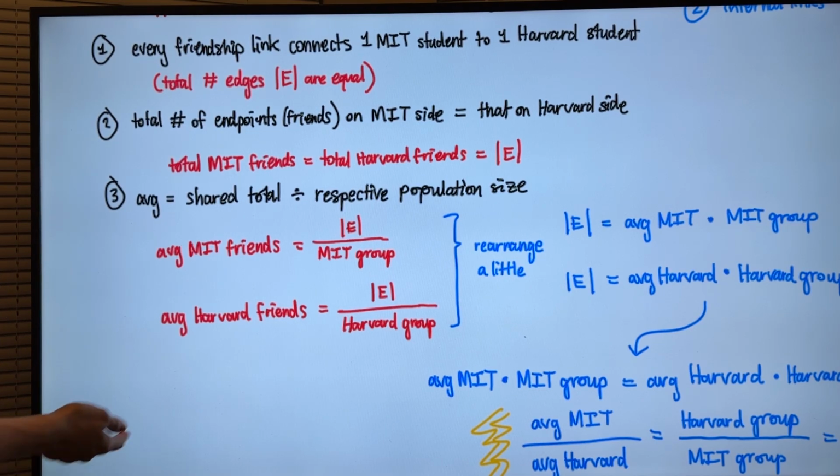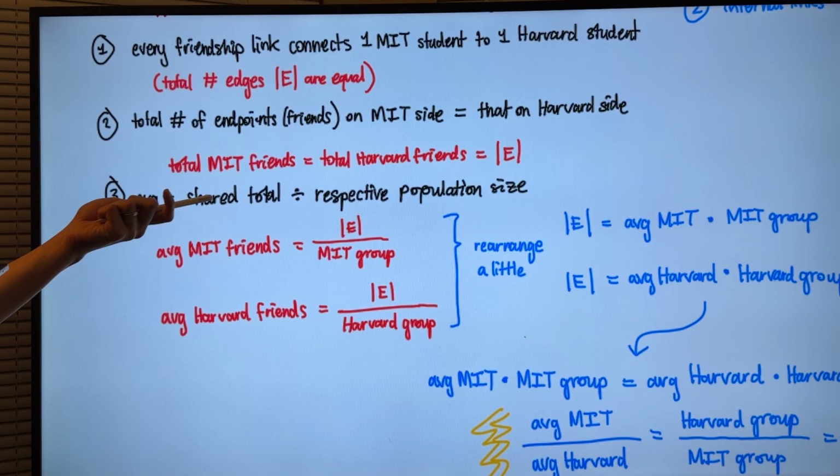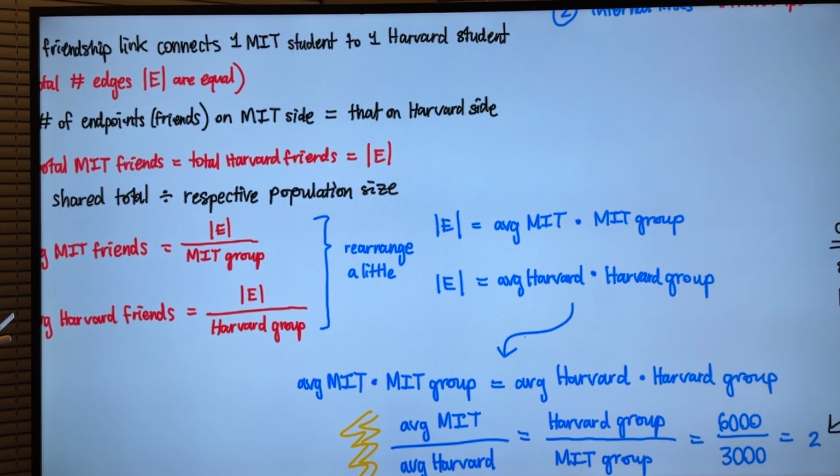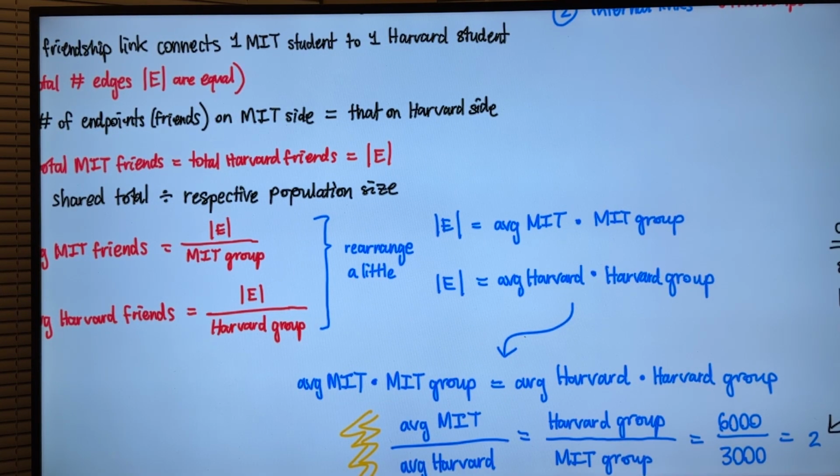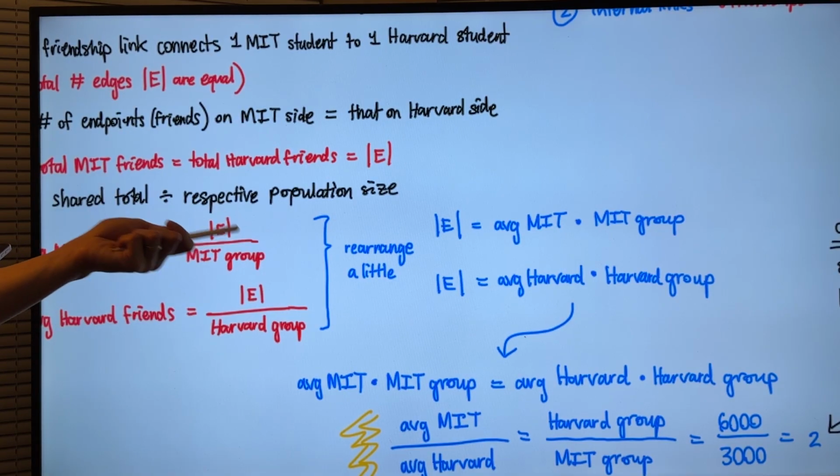Well, let's see. What do these equations share in common? They both have the variable absolute value of E. So if we do a little rearranging, you can rewrite this as a multiplication problem in each case. For the MIT equation, you instead have the average MIT number times the MIT group is equal to the number of friendships. And similarly, same case for the Harvard group.